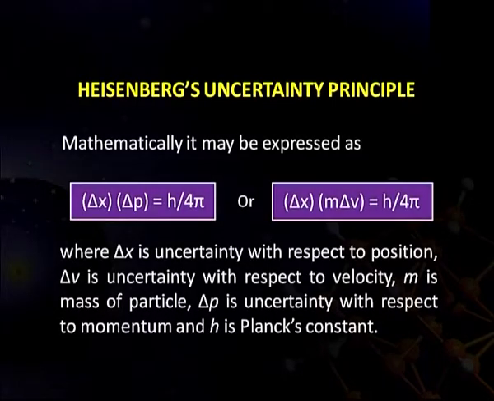Mathematically, it may be expressed as delta x into delta p is equal to h upon 4 pi, or delta x into m delta v is equal to h upon 4 pi, where delta x is uncertainty with respect to the position, delta v is uncertainty with respect to velocity, m is the mass of the particle, delta p is uncertainty with respect to momentum, and h is the Planck's constant.